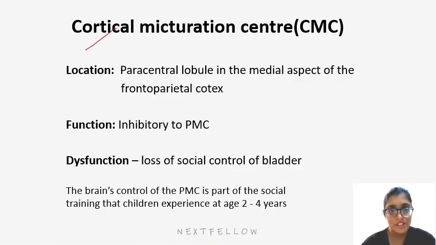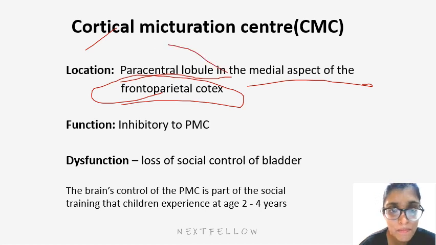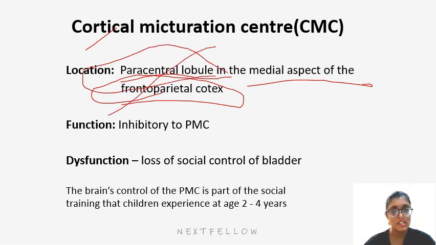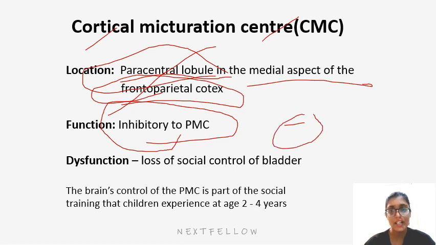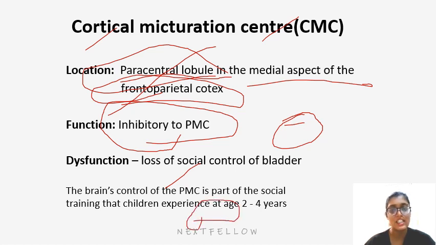So the cortical micturition center is located in the paracentral lobule on the medial aspect of the frontoparietal cortex. If you don't remember this, just remember paracentral lobule and the frontal cortex. It is inhibitory to the pontine medullary center. So the function of the cortical micturition center is that it inhibits the pontine medullary center. Dysfunction will cause loss of social control of the bladder. The brain's control of the pontine medullary center is part of the social training that children experience at the age of 2 to 4 years. That's when voluntary bladder control occurs in children, at the age of 2 to 4 years.